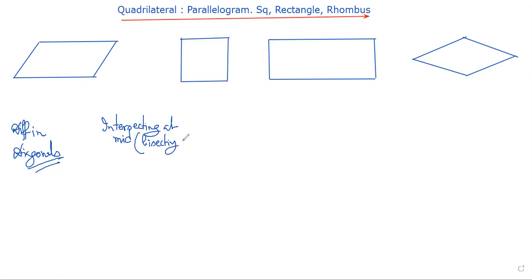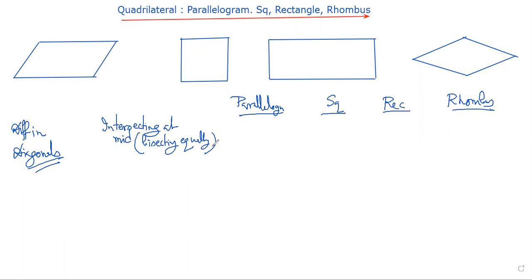Bisecting equally. Can you see, if I write parallelogram, square, rectangle, and rhombus, I can say that intersecting or bisecting equally will be true for all of them: parallelogram, square, rectangle, rhombus. Everywhere it is happening, same thing.